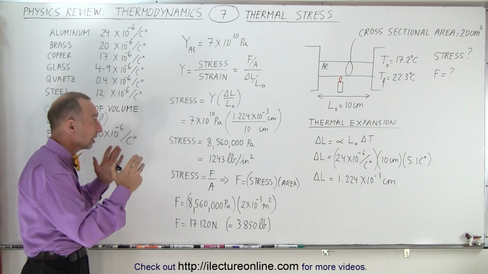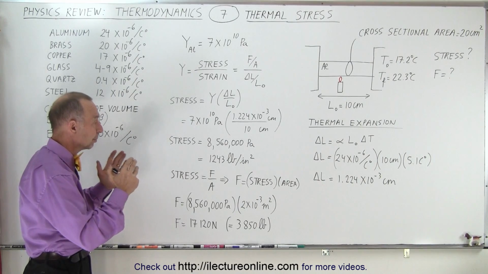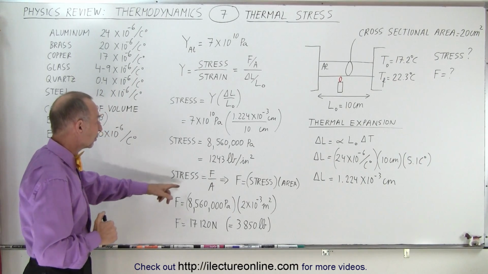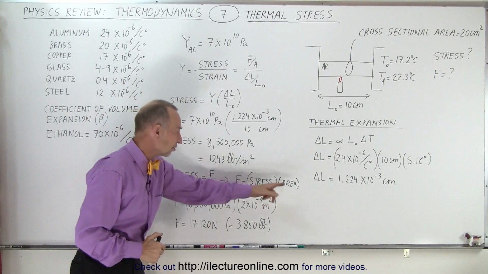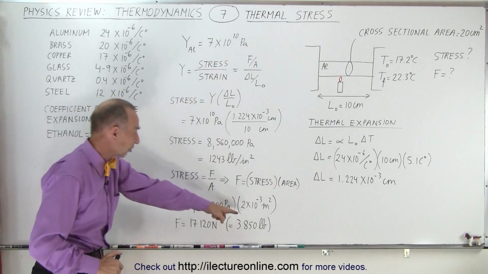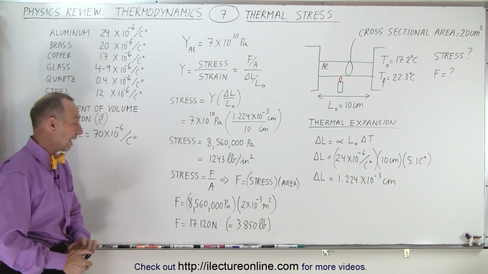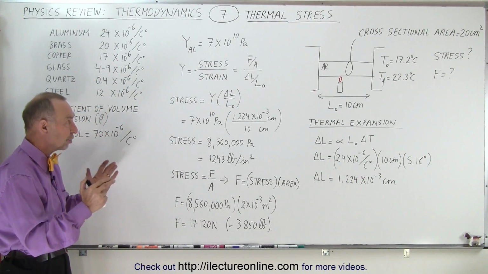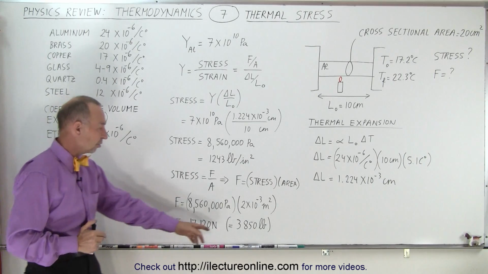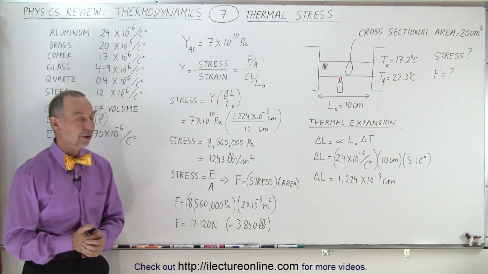How much force is applied then to that aluminum bar to keep it from expanding? Well, the force will be the stress times the cross-sectional area. We have the cross-sectional area, we multiply that, we get 17,120 newtons as the force applied to that bar to keep it from expanding, which is 3,850 pounds.